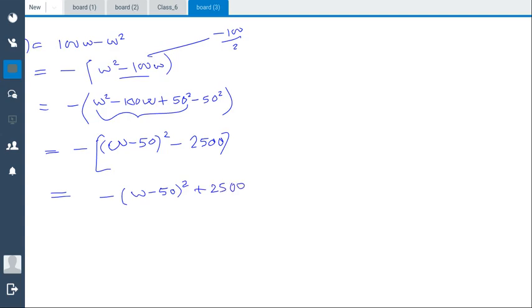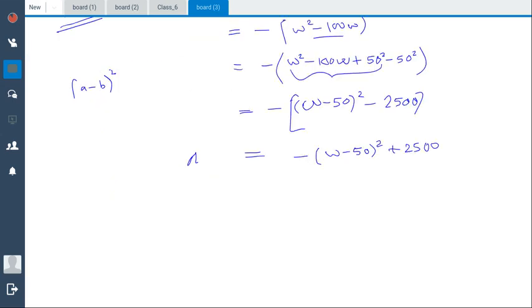Tell me at what value of W we are going to have the maximum value of A(W), if I want to get the maximum value of area? If you put W equal to 70, then you will have (70 minus 50) whole square with a negative, so it will get subtracted. Even if you put W equal to 20 or 30, you will have some negative value, it will get subtracted. If you want to maximize this value, you need to have this one as minimum.